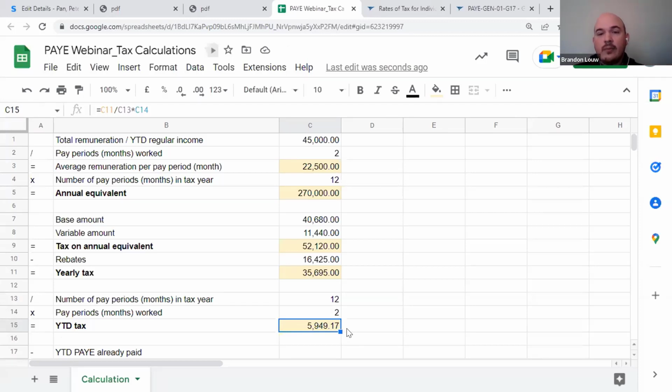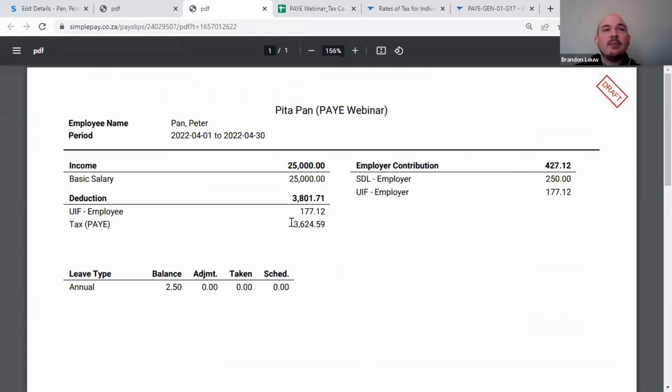March and April. Okay, so why is it that the year-to-date tax that we see in your example is different to what we saw on the payslip for April for this particular employee? So if I go to this payslip for April, you'll see that the PAYE is only 3,624 Rand and 59 cents. And the reason for that is, remember again, it's pay as you earn. So you're going to be paying tax as you have earnings. And this employee didn't earn this full 45,000 in April.